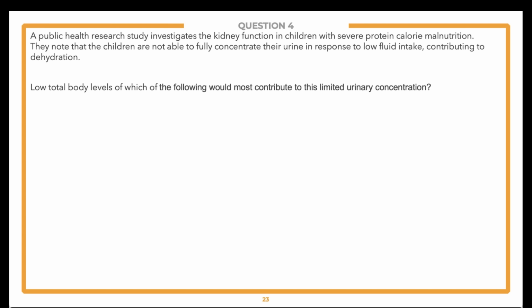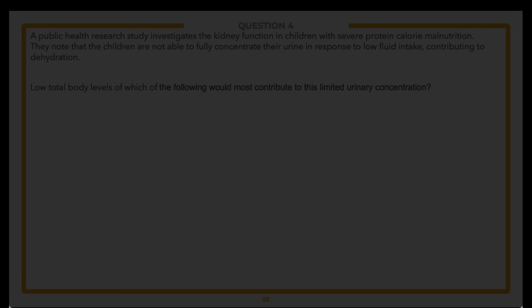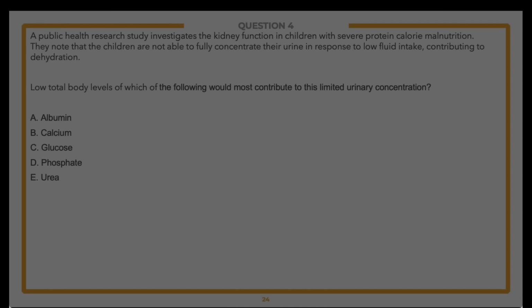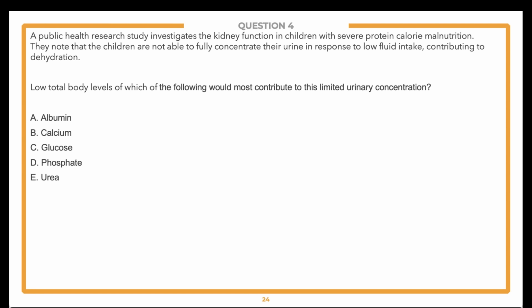So, we're going to open up that poll and let's see what the choices are here. Answer choice E, urea, D, phosphate, C, glucose, B, calcium, and A, albumin. We're going to go ahead and open up the poll and give all of you a few moments to lock in your answers.